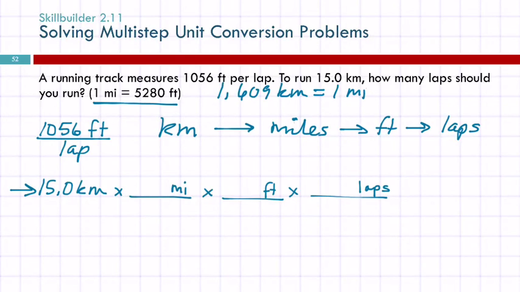Dimensional analysis or unit analysis, we're using the units to figure out what to do. They tell us what to do. We have to put the units in so they cancel out. So I want kilometers in the denominator, so the kilometers will cancel out.